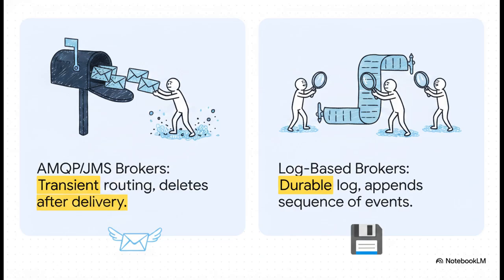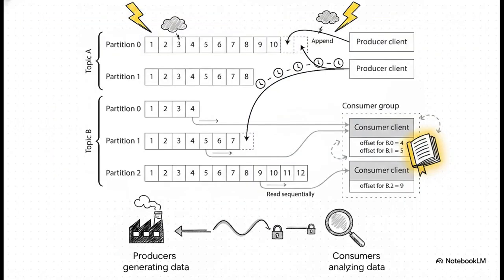But log-based brokers act like an append-only file on a disk. They durably record the sequence of events, which means multiple consumers can read that exact same history independently without actually destroying the data. The mechanics of this are pretty brilliant. Producers are just appending events right to the end of a log partition, while consumers independently read those messages sequentially. And the consumers use an offset, you can think of it like a bookmark, to track their progress.